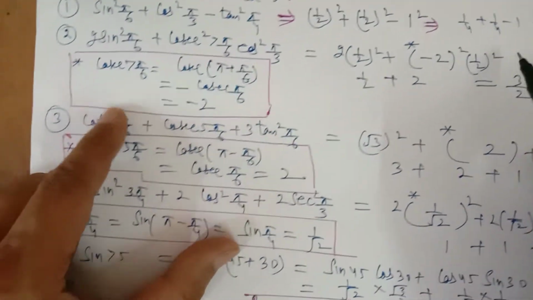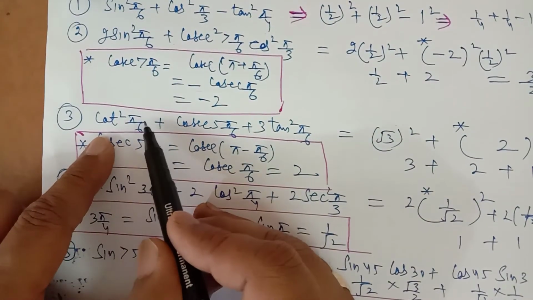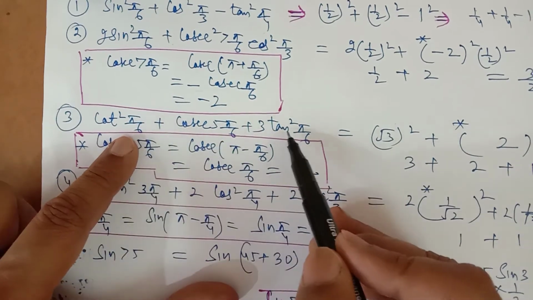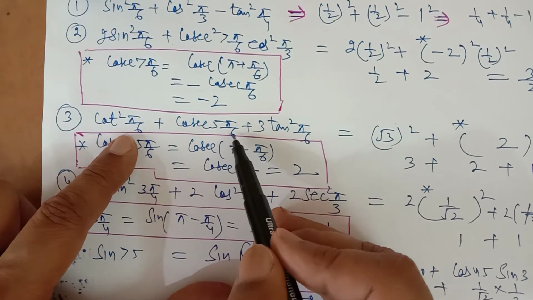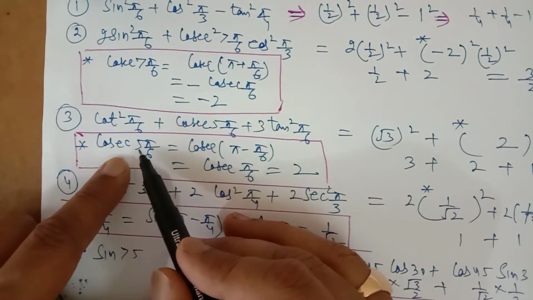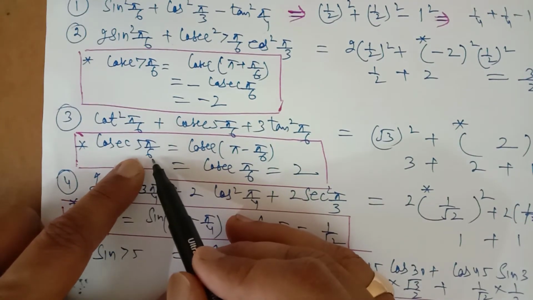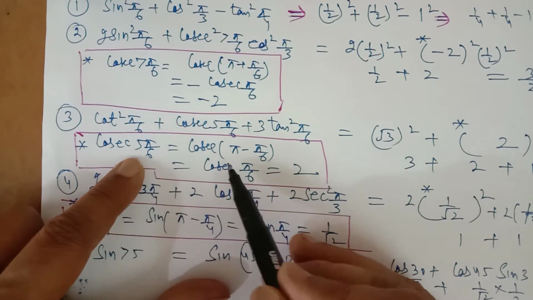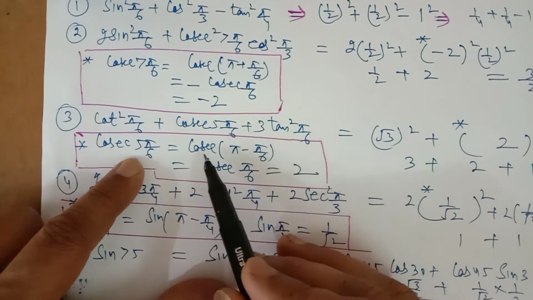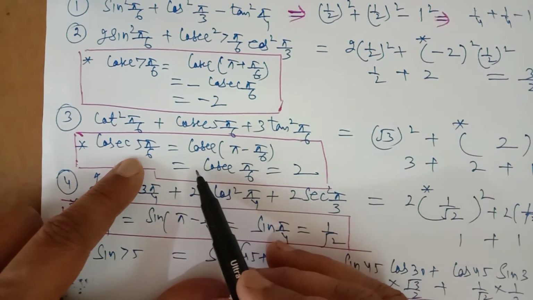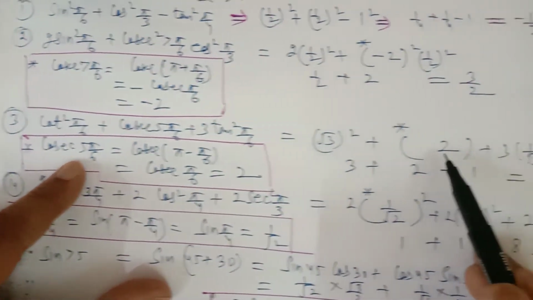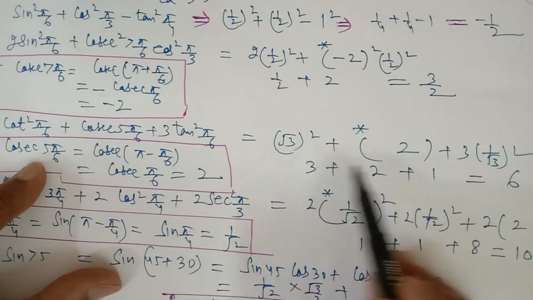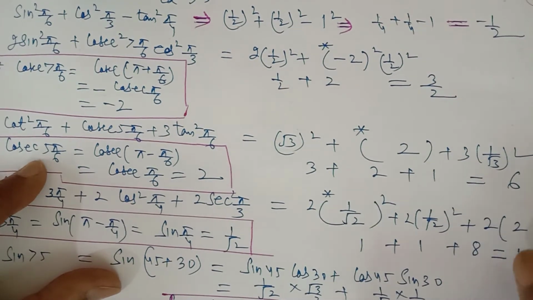In question number 3, again cot pi by 6 you can put its value directly, tan pi by 6 you can put its value directly, but cosec 5 pi by 6 again you have to find its value separately. 5 pi by 6 means 150 degree angle. For the 150 degree angle you can write 180 minus 30, which is in the second quadrant, and in the second quadrant cosec is positive. So cosec 5 pi by 6 is equal to plus 2. So I put it there as plus 2, and the remaining values are direct.